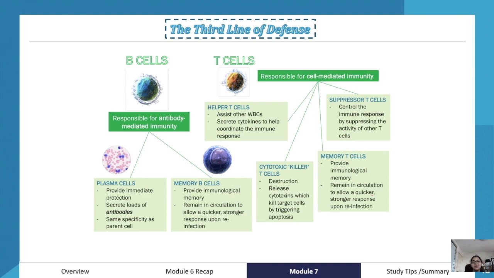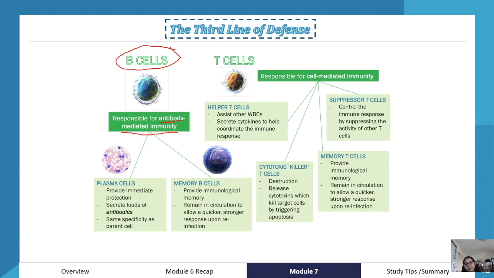Okay, so now we come to the really important part, which is the third line of defense. Like I said, there are two main cells that are involved. There are the B cells and the T cells. The B cells are involved in what we call the antibody-mediated immunity. So I would definitely jot this down. The B cells are involved in the antibody-mediated immunity, and that is also known as humoral immunity. So humor and then AL, humoral immunity.